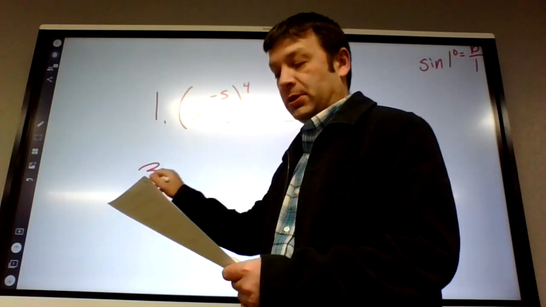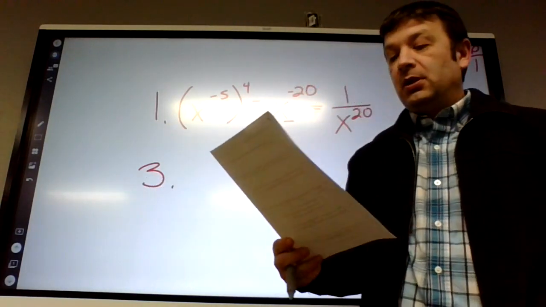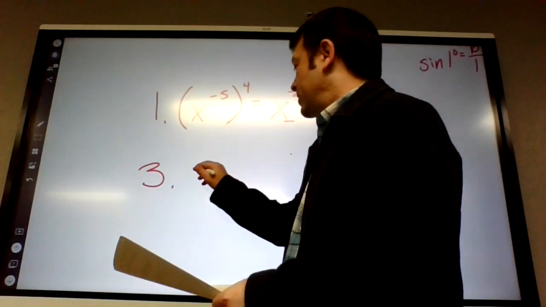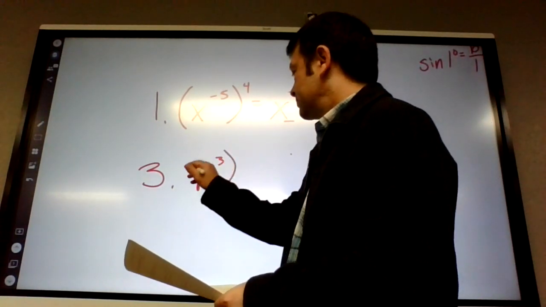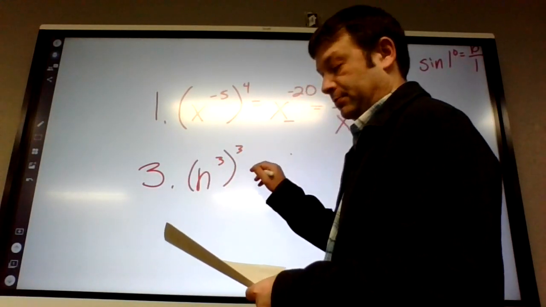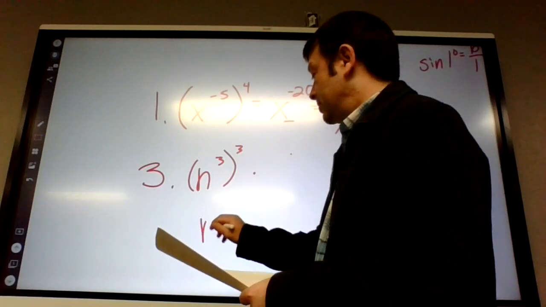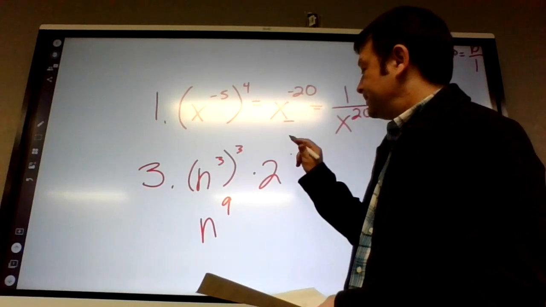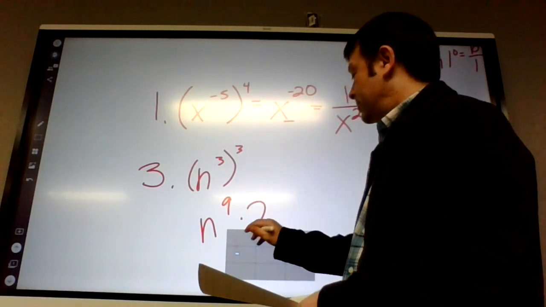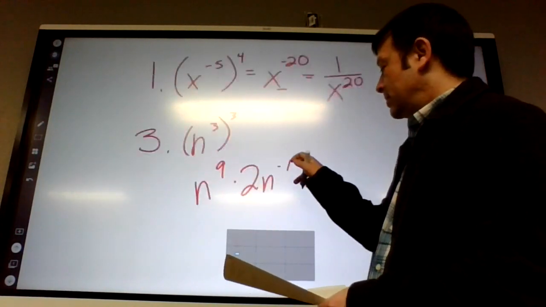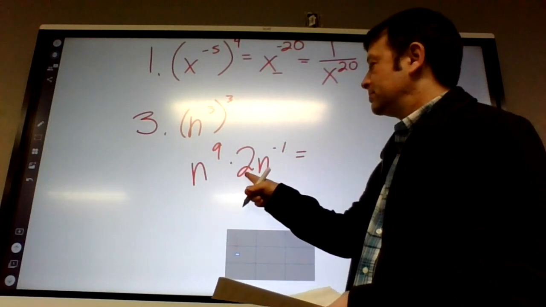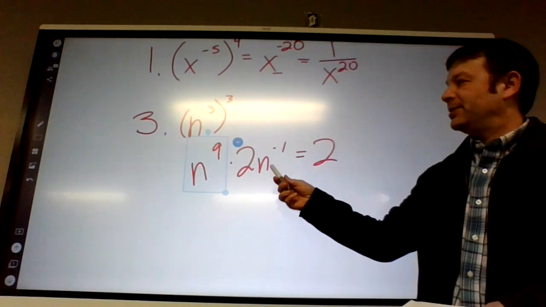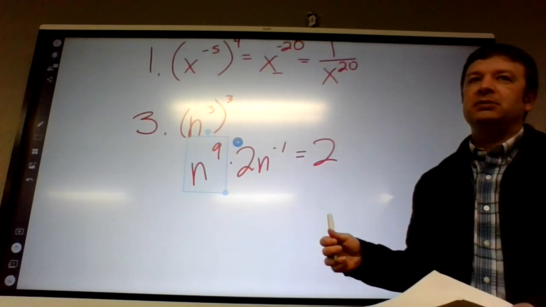Okay, number 3. Jaden, what would n cubed to the 3rd be? Yes, n to the 9th. And over here we got times 2. Actually, let me just bring that down here. Can we do anything with the 2? No. Okay, so what's n to the 9th times n to the negative 1?